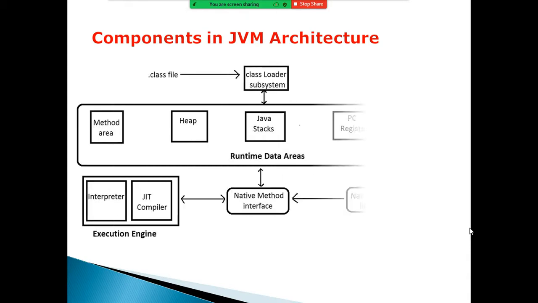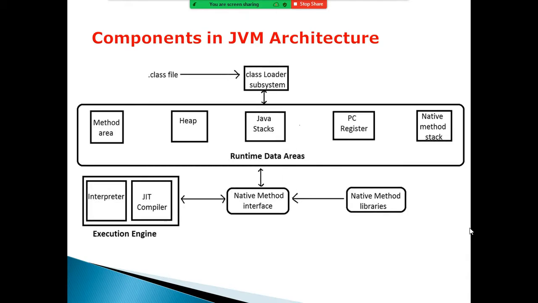Look at the complete diagram. What is the complete diagram? The dot class file. This class loader subsystem is responsible to load this dot class file. This dot class file means what, sir? The file generated by the compiler. These are the components in JVM architecture.